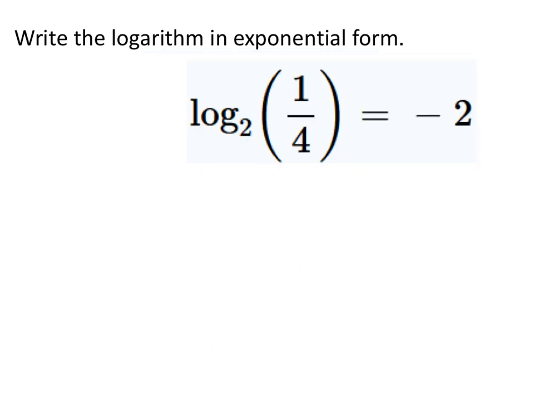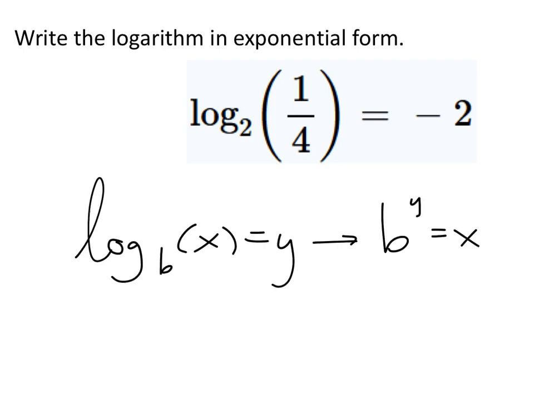Again, we're just changing this logarithm to exponential form. So let's look at the change there, right? All right, so the base here is 2, so the base in the exponential form is 2. The x is 1/4. Again, it doesn't matter what order you do these in, as long as you know where they go. So I'm going to replace the x in my exponential form with 1/4.